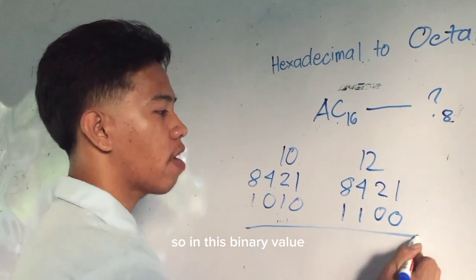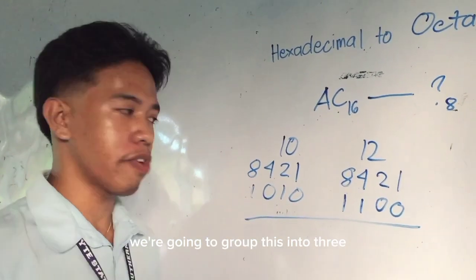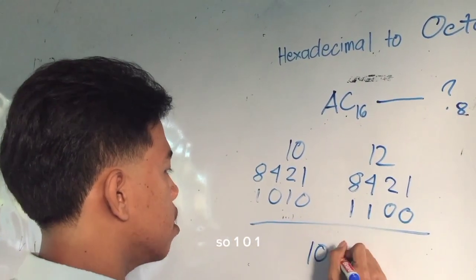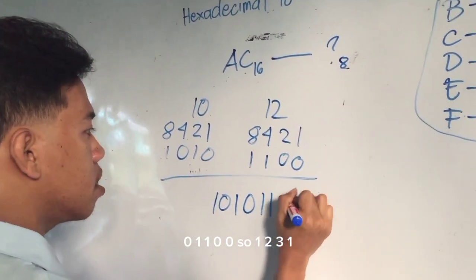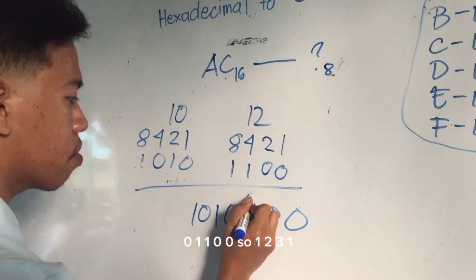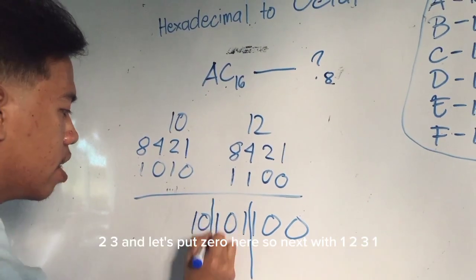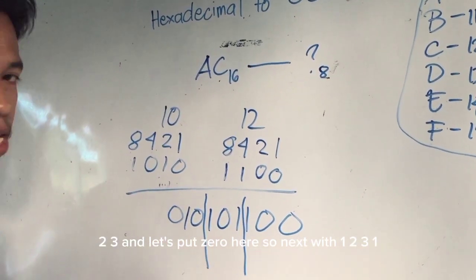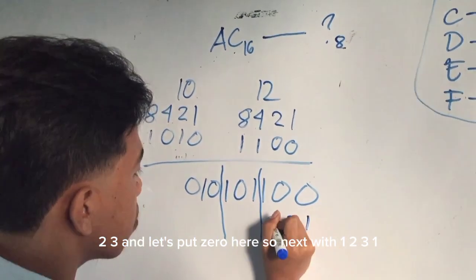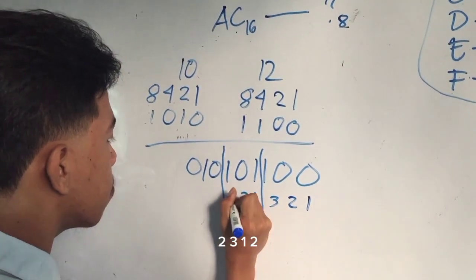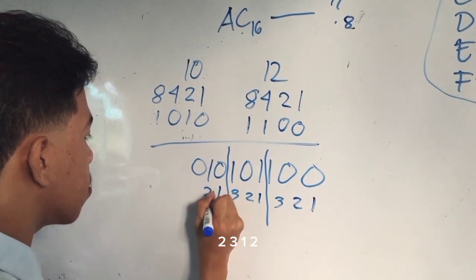So in this binary value, we're going to group this into 3. So 1, 0, 1, 0, 1, 1, 0, 0. So 1, 2, 3, 1, 2, 3, and let's put 0 here. So next, we'll do 1, 2, 3, 1, 2, 3, 1, 2, 3.